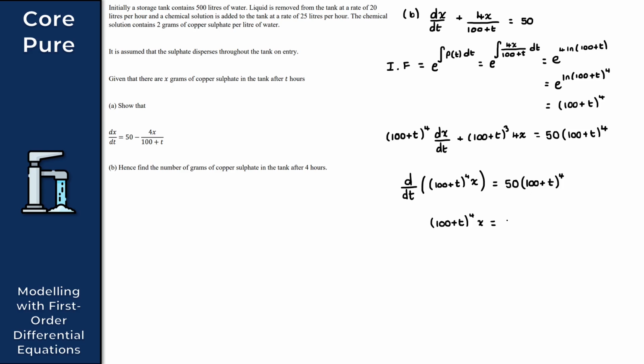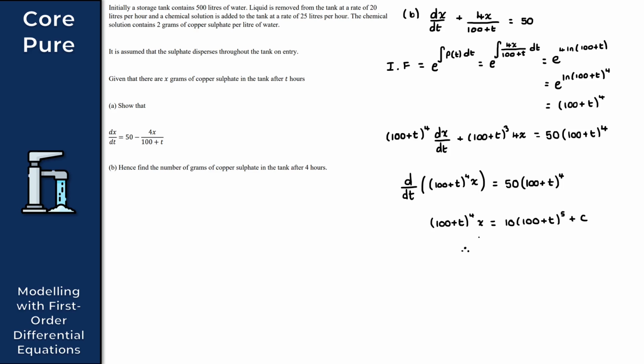So altogether we get 10, because we divided by 5 here, so 10 times (100 + t)^5. And don't forget the constant of integration, so plus c, like so. And what I'm going to do here is just make x the subject. That would give us the general solution.